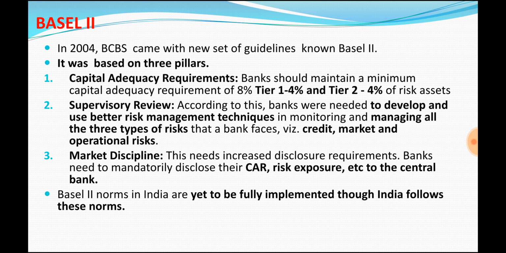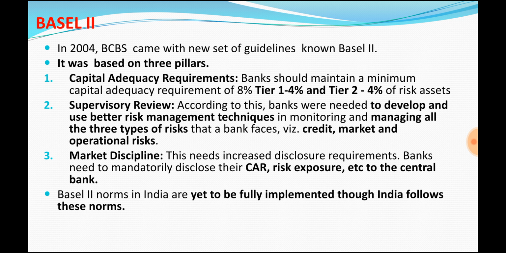And it also said that the second pillar of these norms is supervisory functions of banks. It said that the banks need to develop and use better risk management techniques, that is monitoring and managing all the three types of risk that the bank will face. So here it considers all the three types of risk, that is the credit risk, the market risk, and operational risk. So this is the difference between Basel I and Basel II, because Basel I focused only on credit risk. Here all the three risks are taken care of.